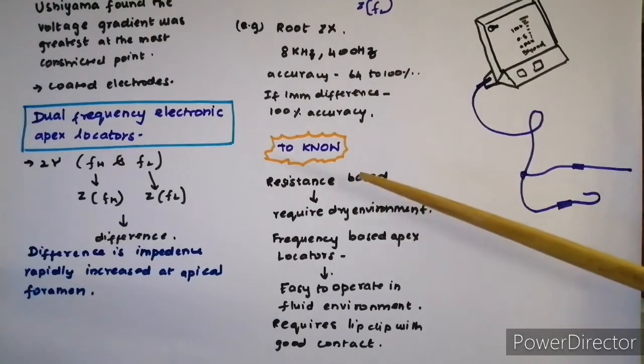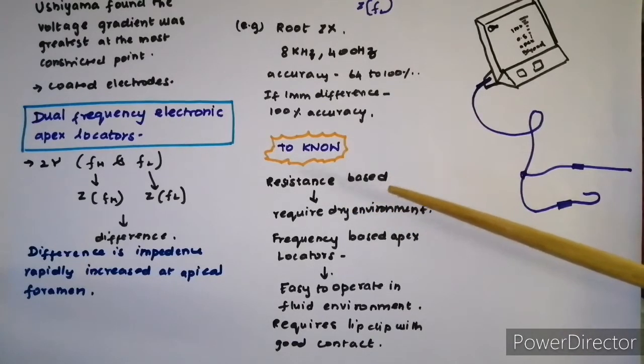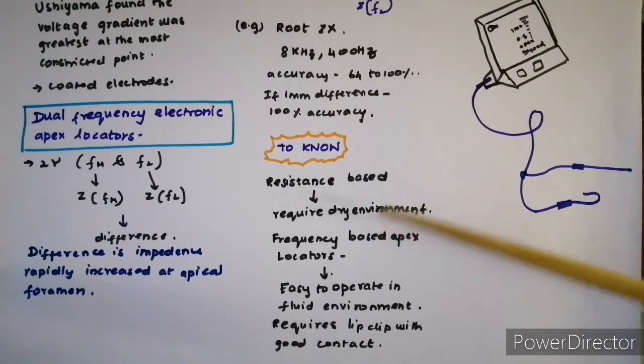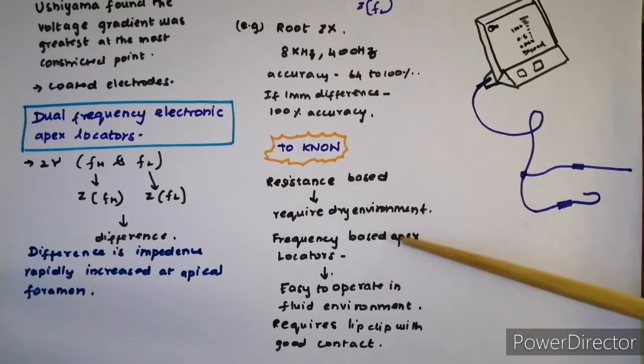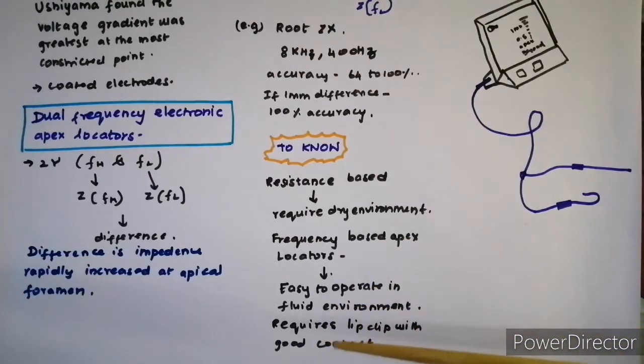So what are the important points to know? Resistance based apex locators usually use DC current. They require a dry environment. Frequency based apex locators are easy to operate in a fluid environment. They require a lip clip with good contact.